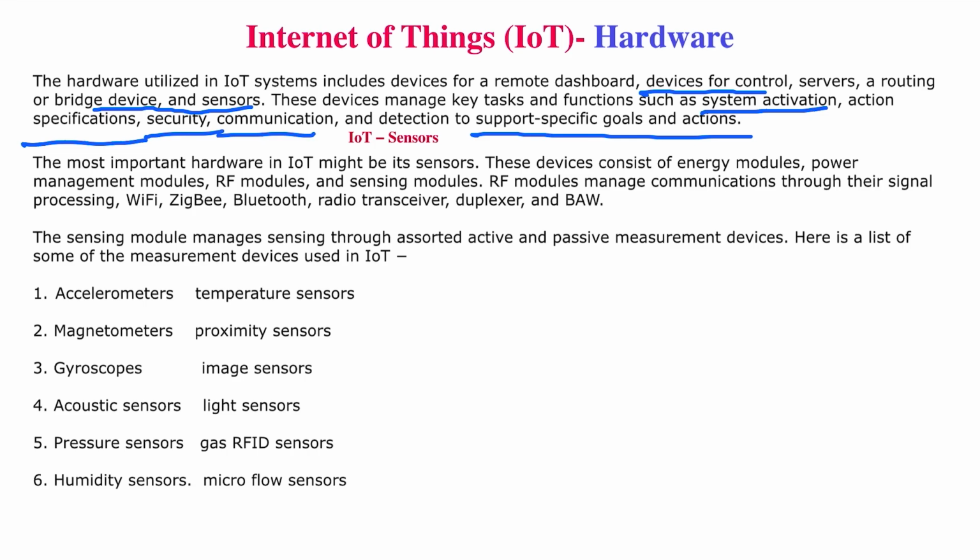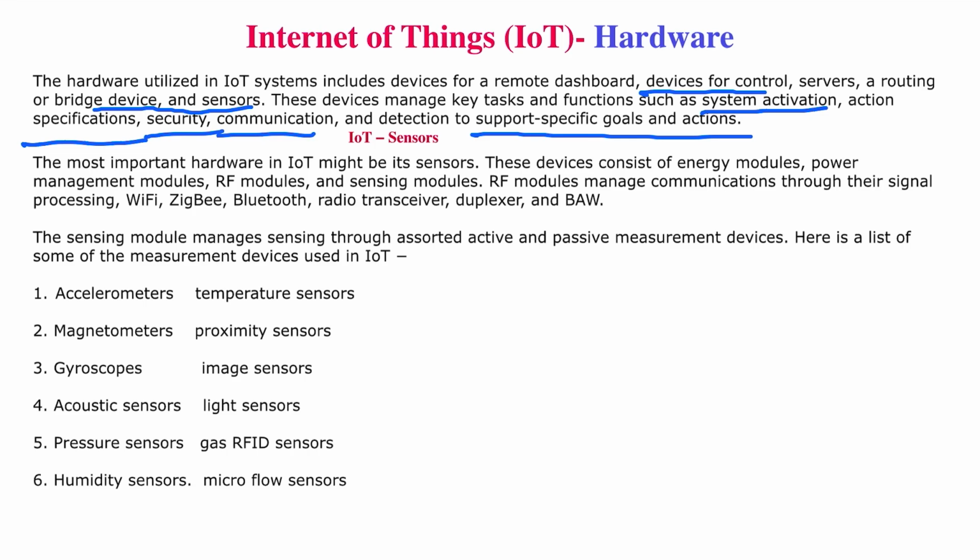To control or for remote access, or for routing or bridging, or other sensors used for monitoring. And these devices manage some functions like system activation and security, communication, and some detection. Like there are a lot of sensors which detect the temperature or image or thermal temperature, like that. So see other IoT sensors. The most important hardware in IoT might be its sensors.